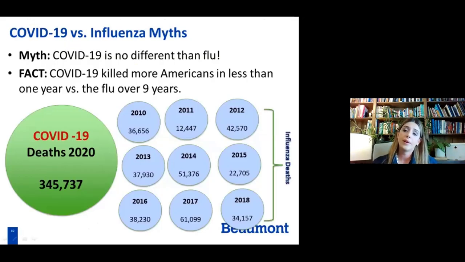One other pointer that I wanted to make here is the myth: how is it different than the flu? It's an RNA virus, it's a respiratory virus, and we deal with the flu every year. The fact is, you have to look at all the numbers. The number of deaths due to COVID exceeded the total flu death rates in the last 9 years. So it's not small numbers. Again, this is with the treatments that we have in place.